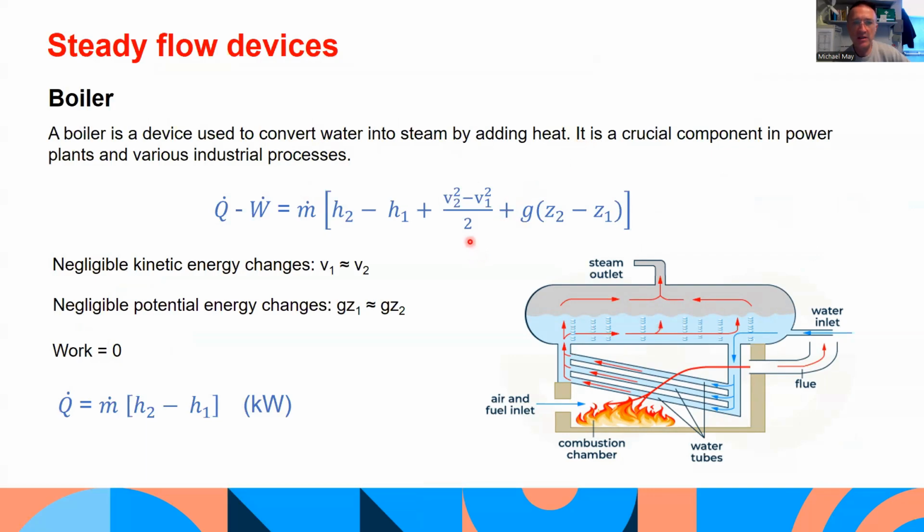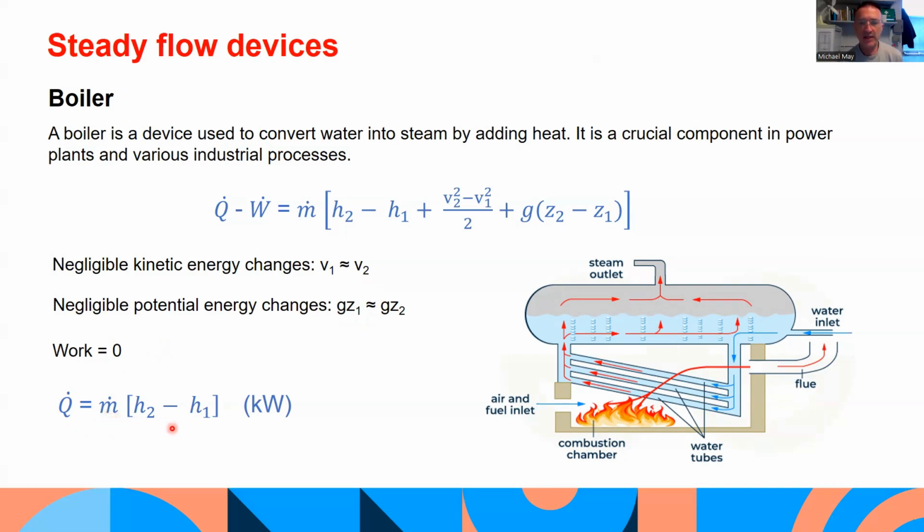So we consider the steady flow energy equation, and we can simplify it by saying that there's no significant flow rate going through a boiler. So the kinetic energy component is negligible. There's no significant height difference to consider either. So the potential energy component is negligible as well. It doesn't produce any work because there's no moving parts. So the steady flow energy equation reduces down to the heat transfer rate equals the mass flow rate by the change in specific enthalpy.